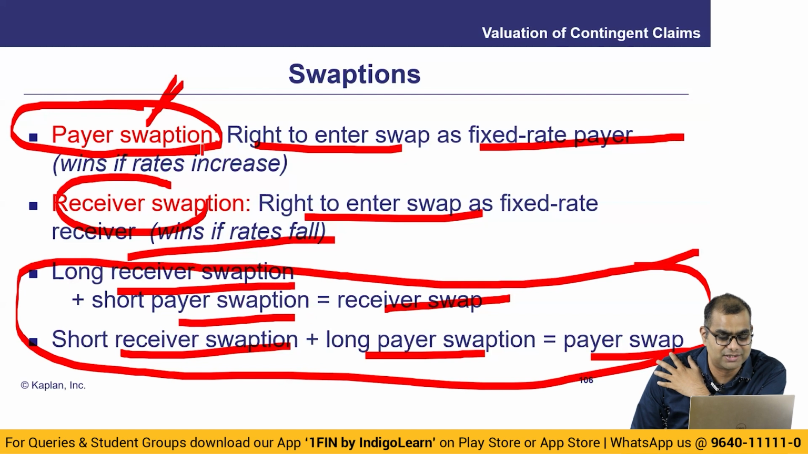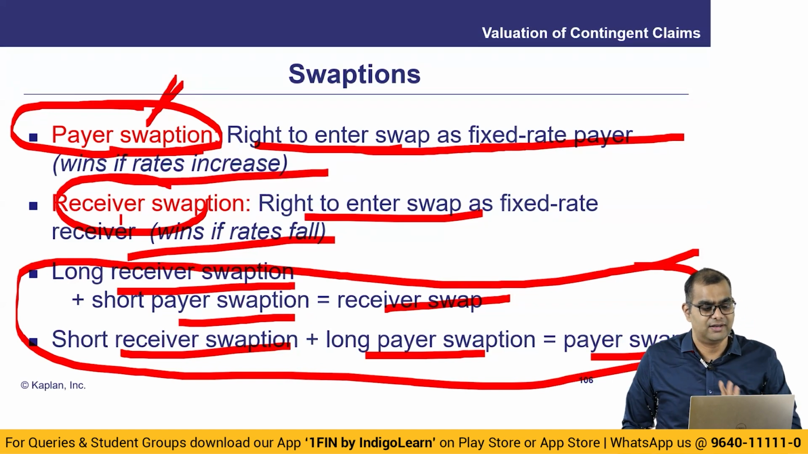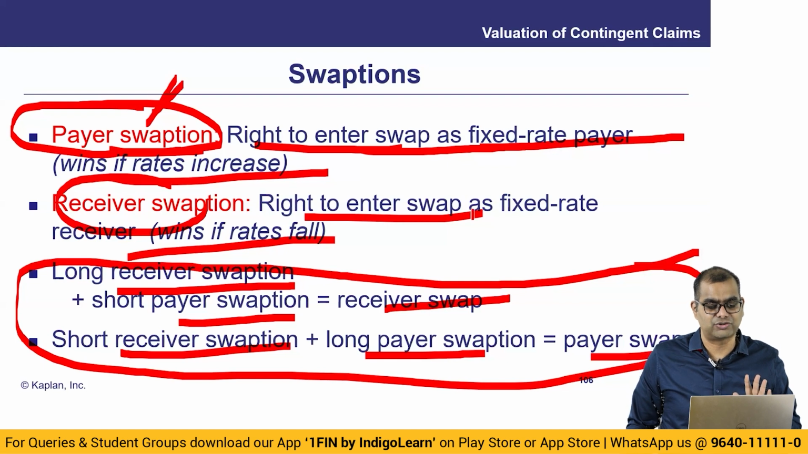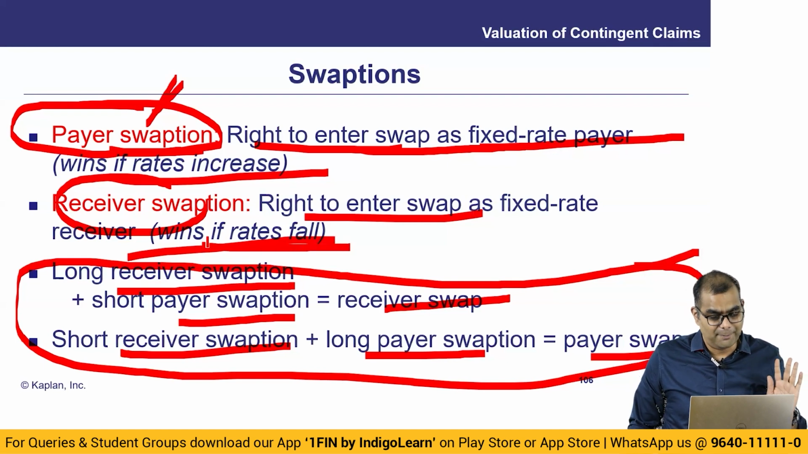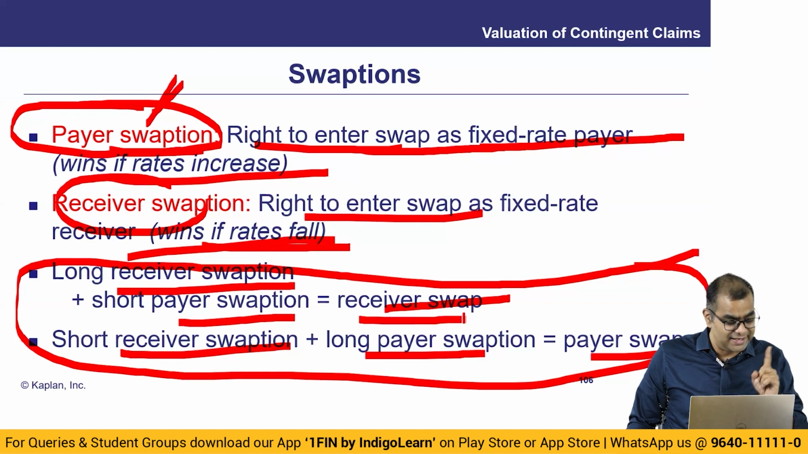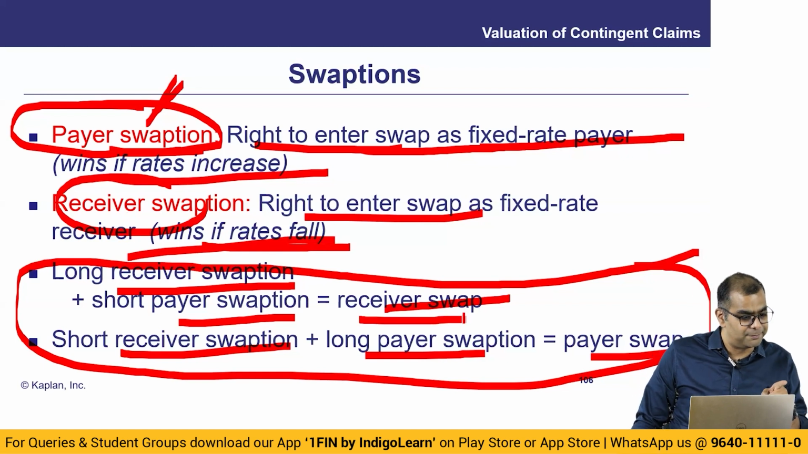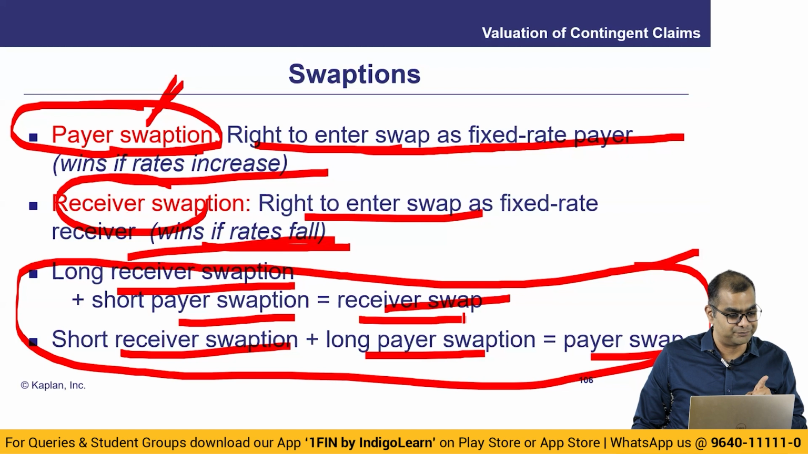You understood what a swaption is, no? Payer swaption is right to enter into swap as a fixed rate payer. That is, I win if rates increase. Receiver swaption is right to enter into swap as a fixed rate receiver. That is, I win if rates fall. If you combine these two, it will become a swap. Same way, when we combined a call and a put on interest rates, it became an FRA. Long call short put is a long FRA, and short call long put is a short FRA.